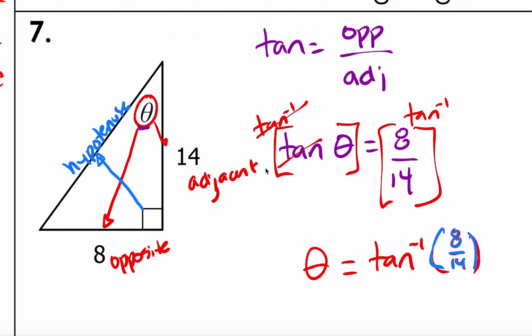So you're going to hit that inverse tangent on your calculator. So inverse tangent, and then you're going to put parentheses 8 divided by 14, and then hit enter. So let me show you what that looks like on my calculator. Okay, 1 second.